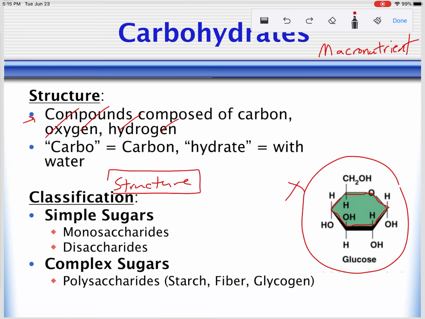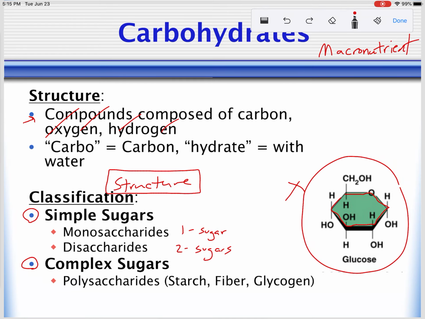So here we go. The structure of carbohydrates. We have simple sugars, and then we have complex sugars. A sugar is a carbohydrate, okay? So the simple sugars are either monosaccharides, and of course the prefix mono means one. So a monosaccharide is a 1 sugar molecule, and a disaccharide has 2 sugars. Di means 2. So you should know both of those.